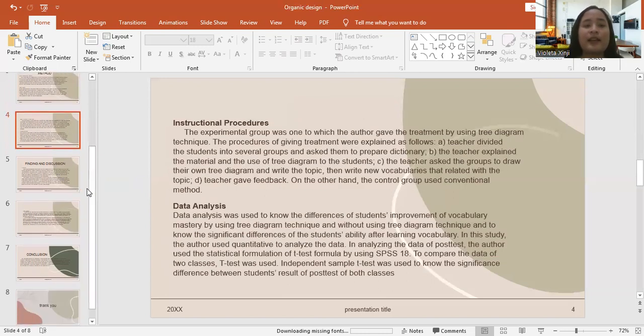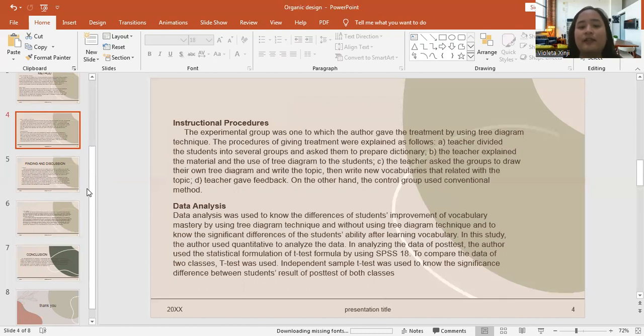Next is instructional procedure. The experimental group was one to which the author gave a treatment using the tree diagram technique. The procedure of giving treatment was explained as follows. A, teacher divided the students into several groups and asked them to prepare a dictionary. B, the teacher explained the material and the use of tree diagrams to the students.